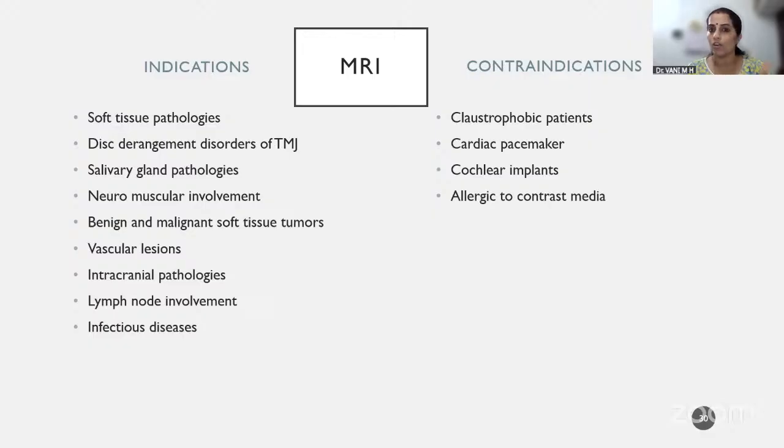Contraindications, you all would be quite aware. Claustrophobic patients, patients with cardiac pacemakers or cochlear implants, and those who are allergic to contrast media used in MRI. For all those, it's contraindicated.